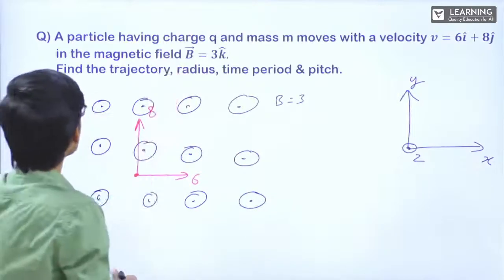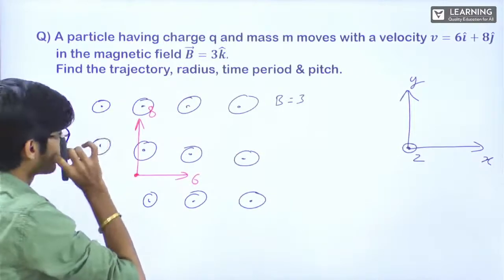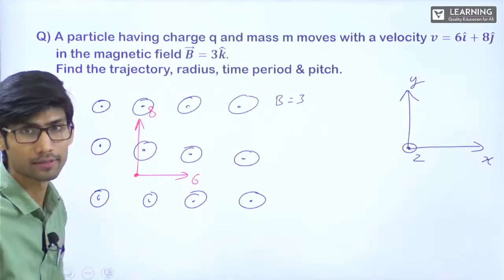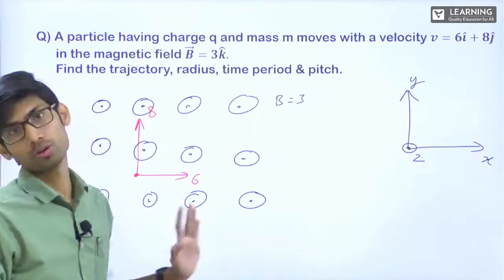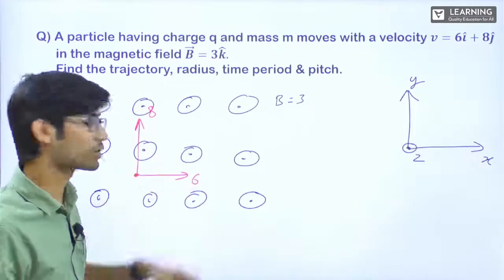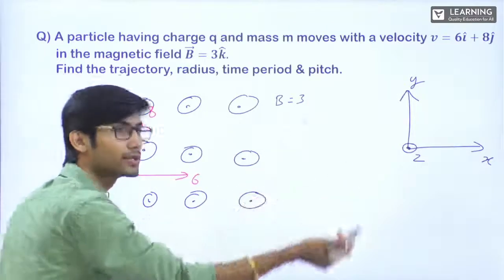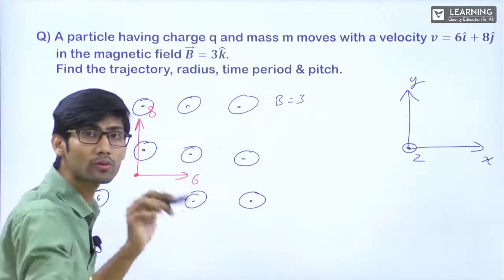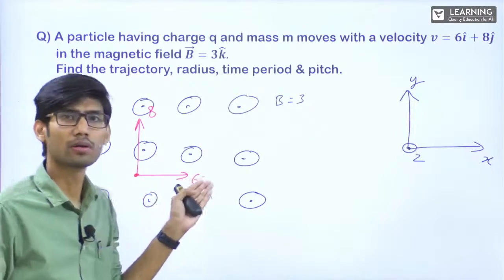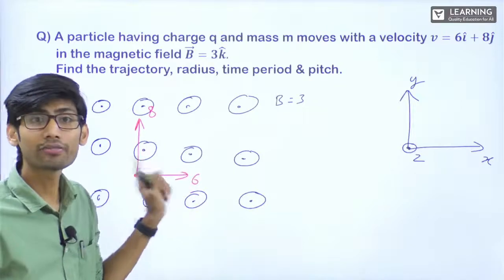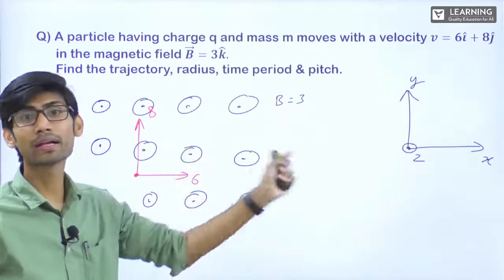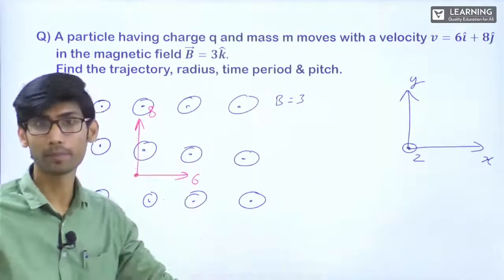Now see, we have to find the trajectory. For that we need to see what is the angle between velocity and magnetic field. Don't think that this velocity is perpendicular so it will do circular motion, and this velocity is horizontal so it will go horizontal and be a helix. Students who are thinking that way are wrong. This is not vertical, this is not horizontal. Whenever we talk about the angle, we are talking about the angle between velocity and magnetic field, right?